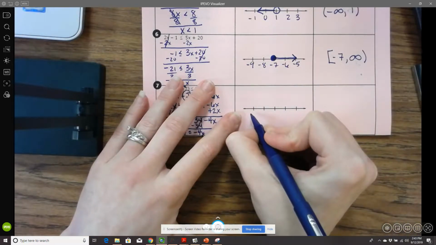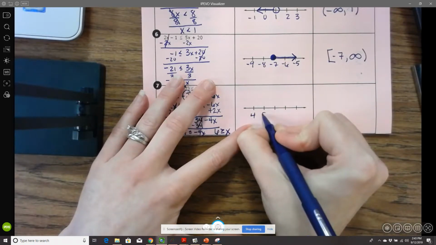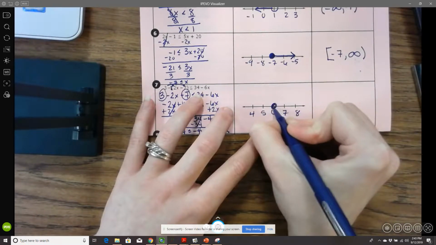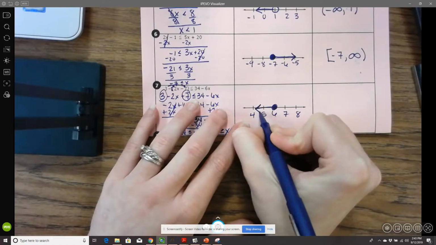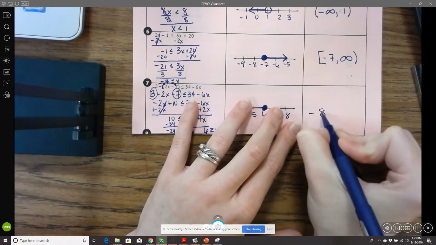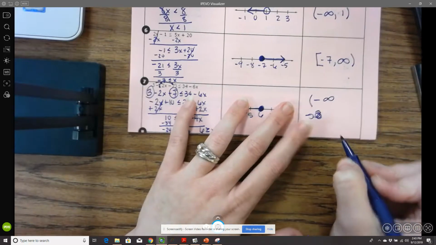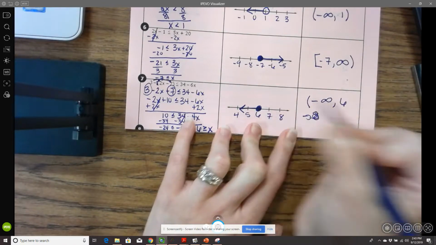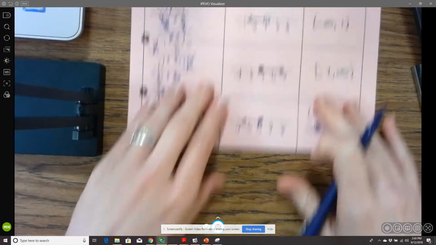So here we're going to do, let's just do 4, 5, 6, 7, and 8. So again, a closed circle, and x is less than 6. So our arrow is going to go this way. So again, we're going towards negative infinity. So that's going to be a parentheses. And then 6 is where my closed interval starts. And so that will be a bracket. Okay.